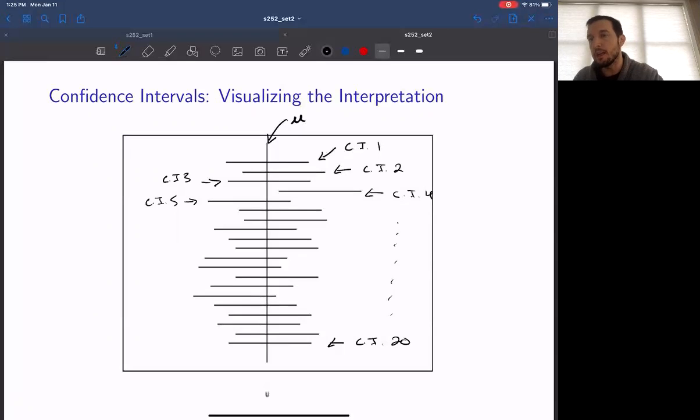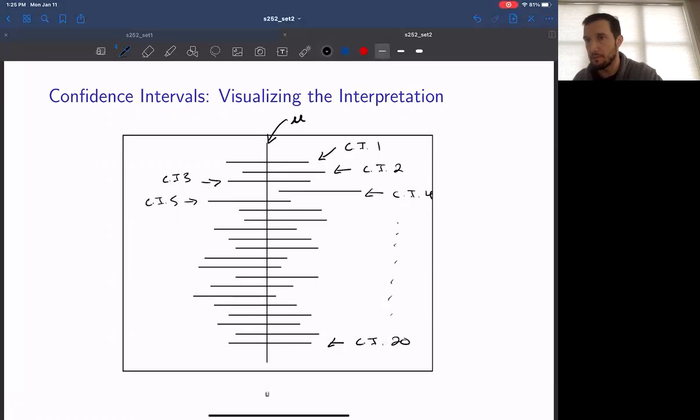So each individual interval is either going to contain the mean or it is not going to contain the mean. So it's a binary problem. 1, you contain it, 0, you do not. So it's yes or no, it will contain the population mean. But across the 20 different samples, you can see that 19 out of the 20 contain the population mean.